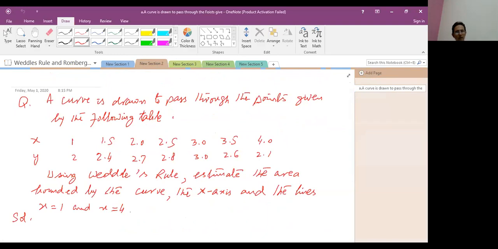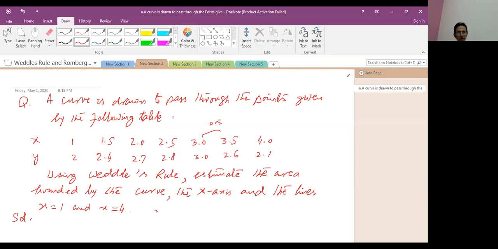So student, a curve is drawn to pass through the points given by the following table. X equals 1, 1.5, 2.0, 2.5, 3.0. These are the values of x and the difference of each is 0.5. It means h is 0.5. Using Weddle's rule, estimate the area bounded by the curve, the x-axis and the lines x equals 1 to 4.